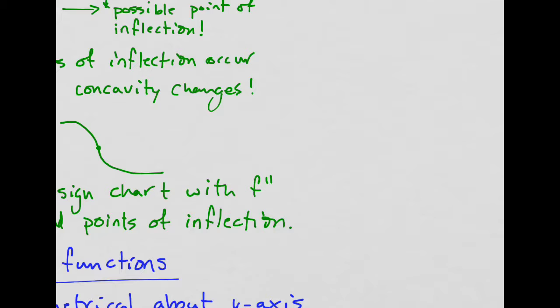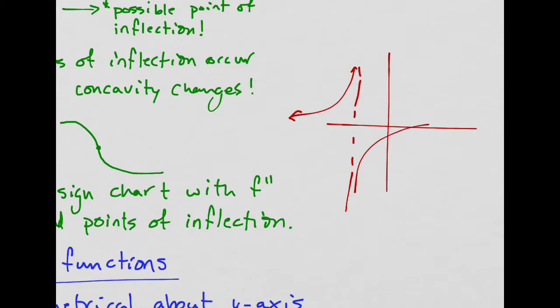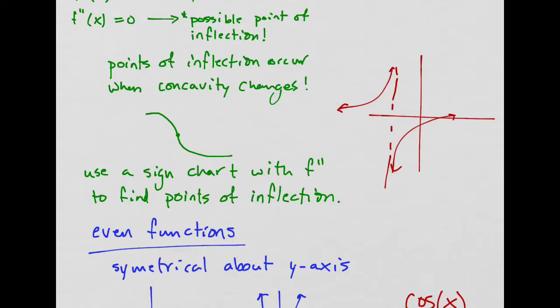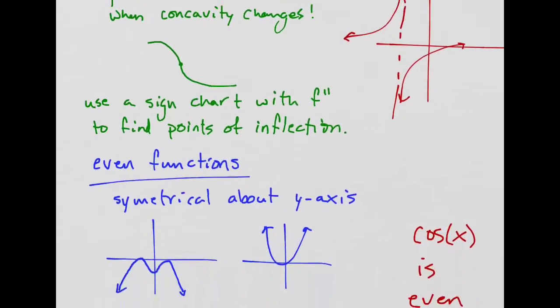Now also, something worth mentioning is that you can't have a point of inflection on an asymptote. Even though the concavity could change, like if you have something like this and you have an asymptote, you have it concave up, and then you have concave down. There's no point on the asymptote, so there cannot be a point of inflection. The function has to be defined at whatever point you're talking about for there to be a point of inflection. So even though concavity changes, there's no point of inflection here because there's no point on the graph. That's undefined there. So use a sign chart with f double prime.